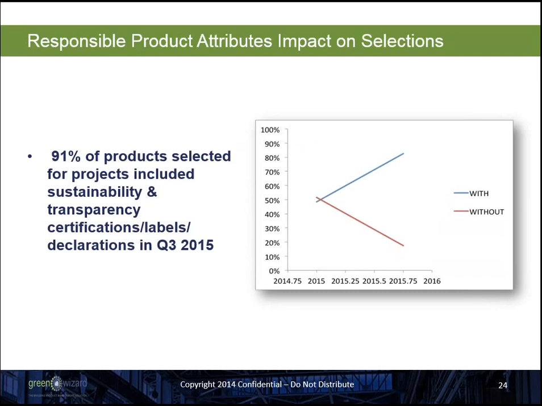Next slide, please. In fact, we just released our Q3 2015 Insight Report, and 91% of the products selected for projects included these responsible product attributes.